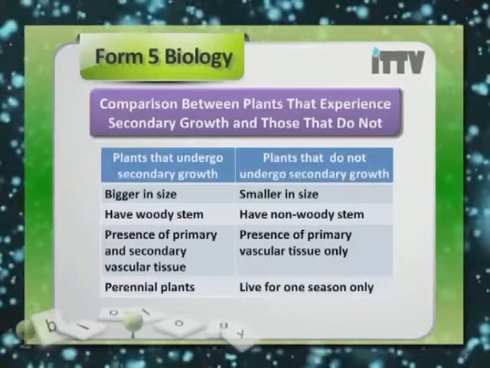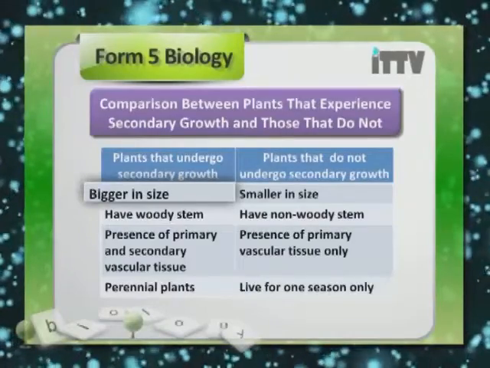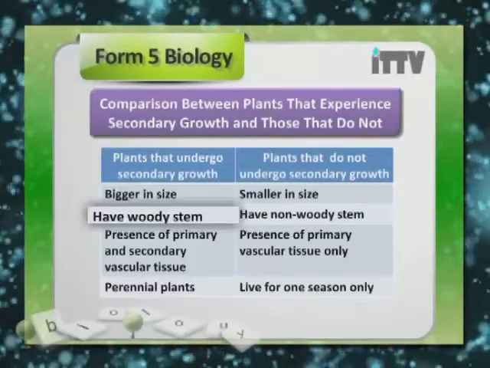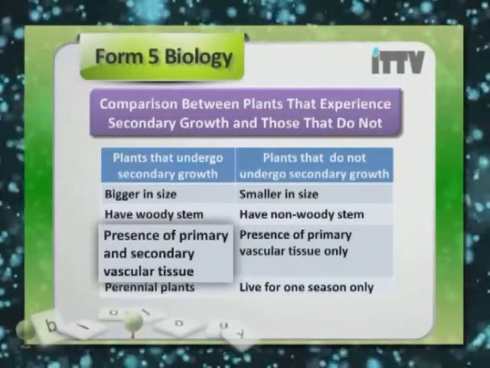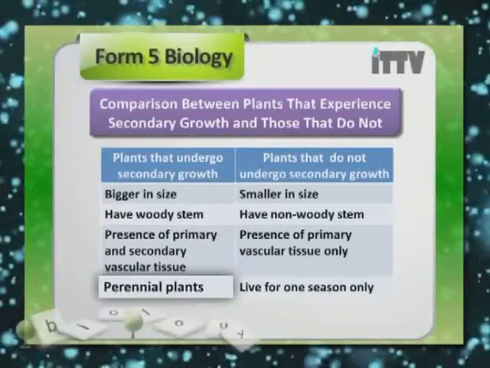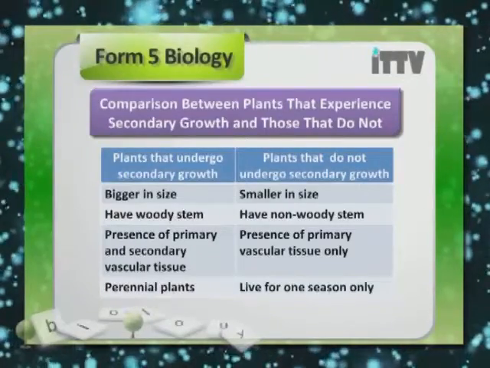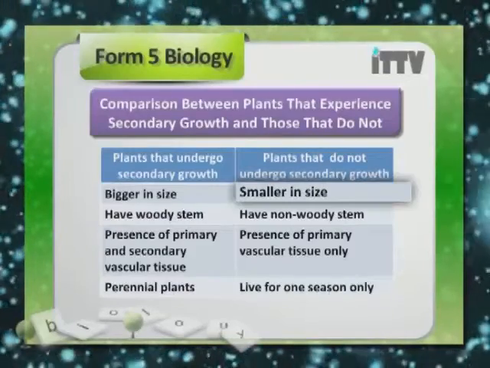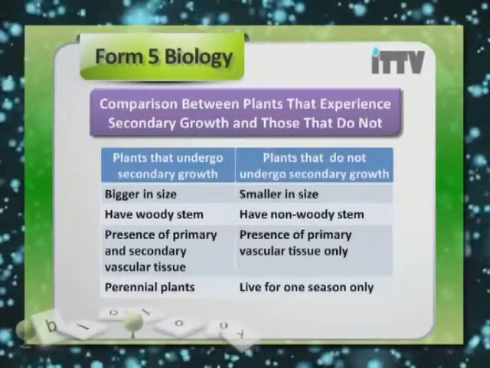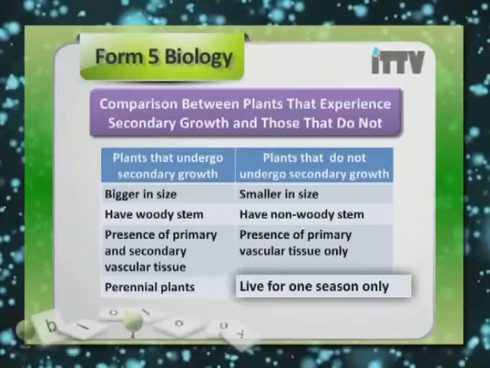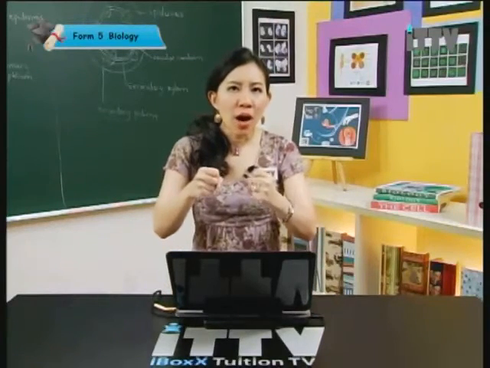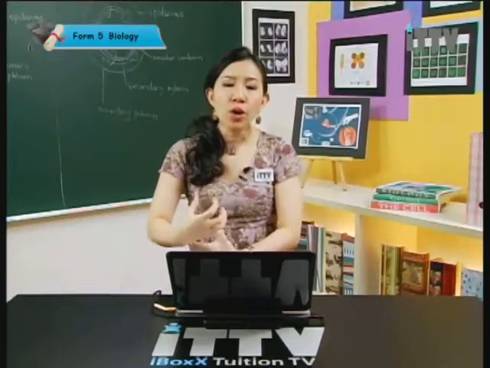Plants that undergo secondary growth are naturally bigger in size in terms of length, height, and diameter. They have woody stems, presence of primary and secondary vascular tissues, and they are also perennial plants. Whereas plants that do not undergo secondary growth tend to be smaller in size, have non-woody stems, have primary vascular tissue only, and live for one season only. So they usually live for about 1 year or even less than 1 year. They tend to be not so hardy and they don't have a woody stem.